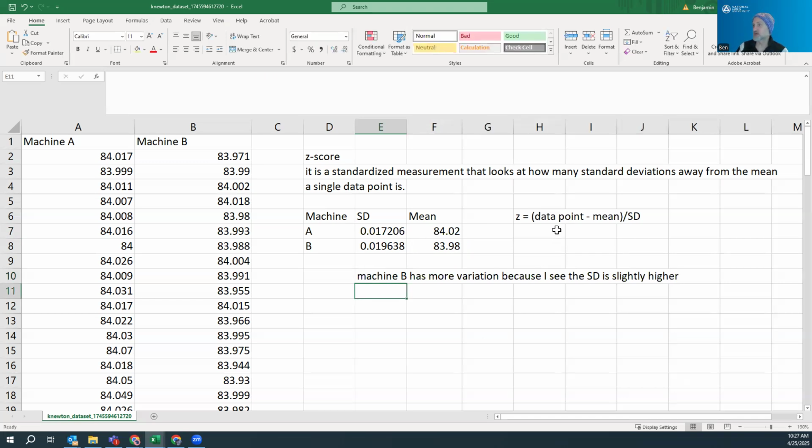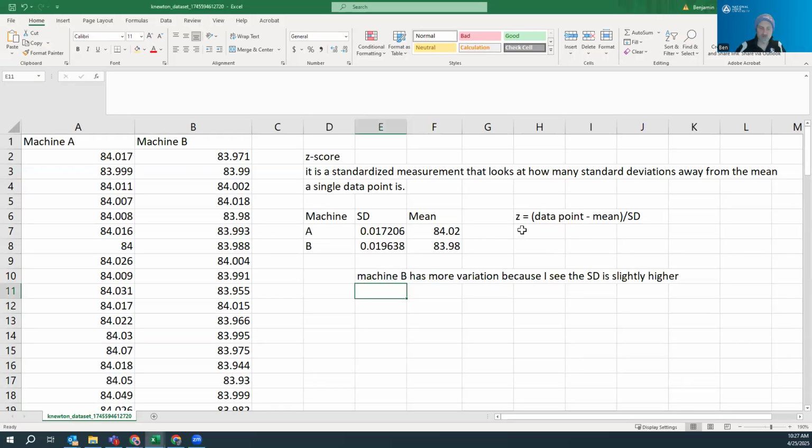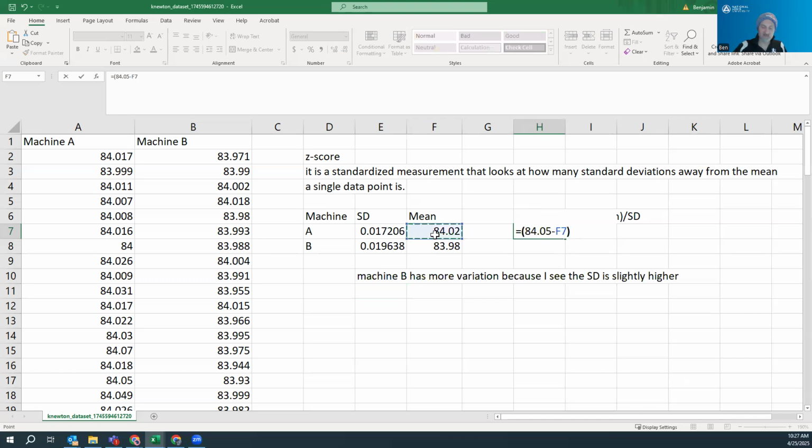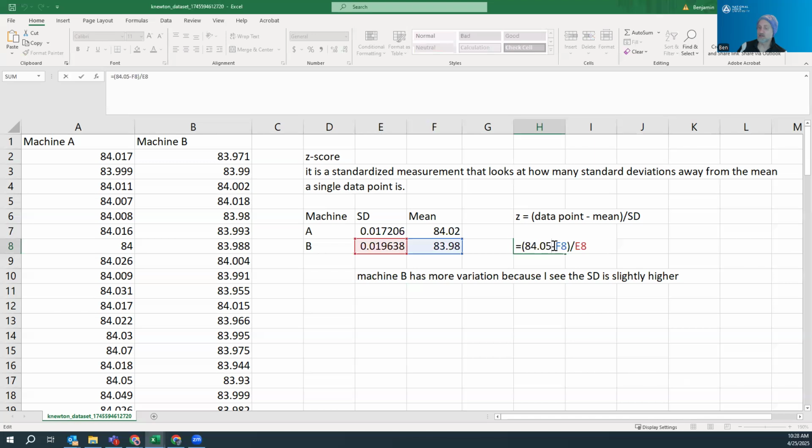let's just see how it impacts the Z-score. So the Z-score is the data point minus the mean divided by the standard deviation. The data point, I think, was provided in this question as 84.05. So 84.05, let's get the parentheses in here, minus the mean, divided by the standard deviation. I can autofill because I've set this up in a way that I can see that's F7 and E7, and then here I'm going to use F8 and E8.